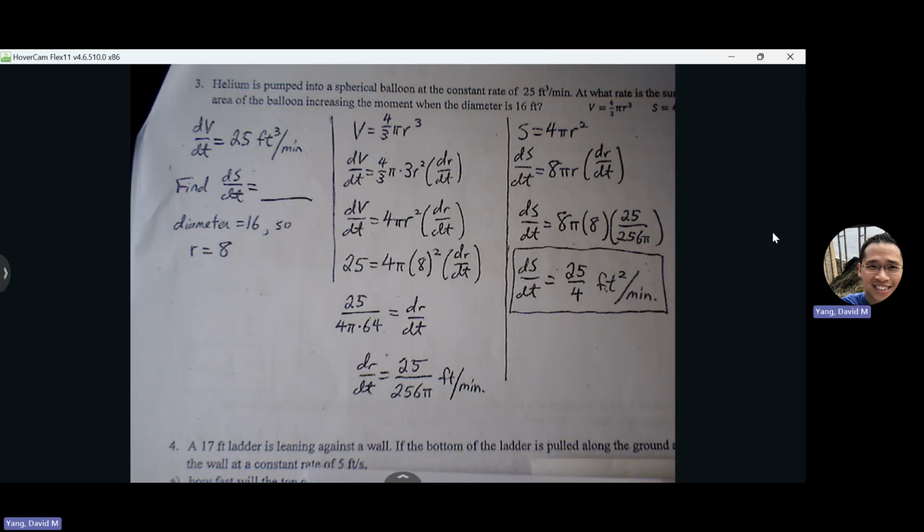We're trying to find dS/dt. We have the radius for the diameter, but we don't have dR/dt. So the way to get dR/dt is we have to use another link here. The dV/dt is 25, so we use our dV/dt equation to figure out what that missing piece is. Once we find dR/dt, then we can plug it back into our dS/dt equation to find the variable that we're looking for.